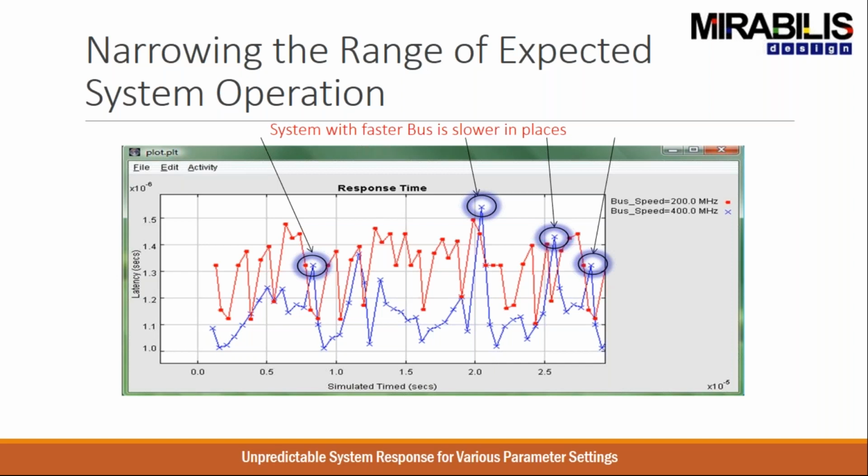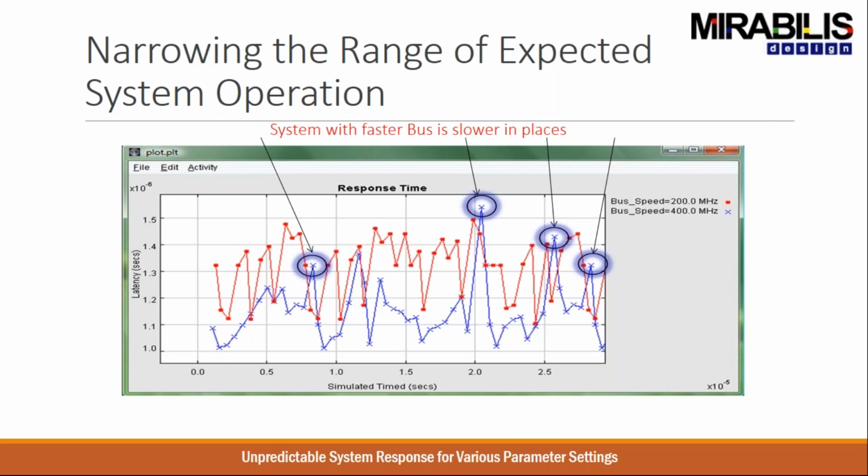So here is a very interesting plot which consists of two bus speeds, one is 200 megahertz and the other is 400 megahertz. It is expected that the 400 megahertz bus will run faster, and so the latency will be much lower, by about 50 to 20%.